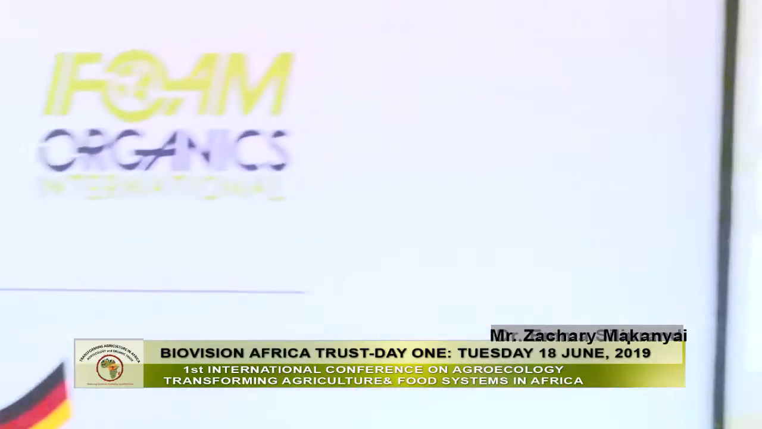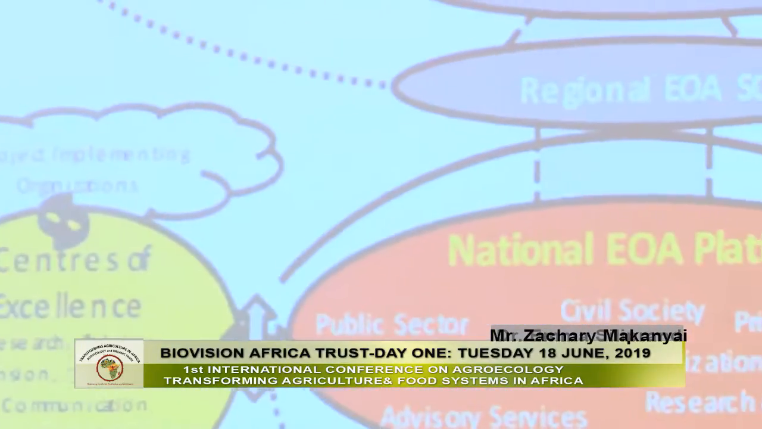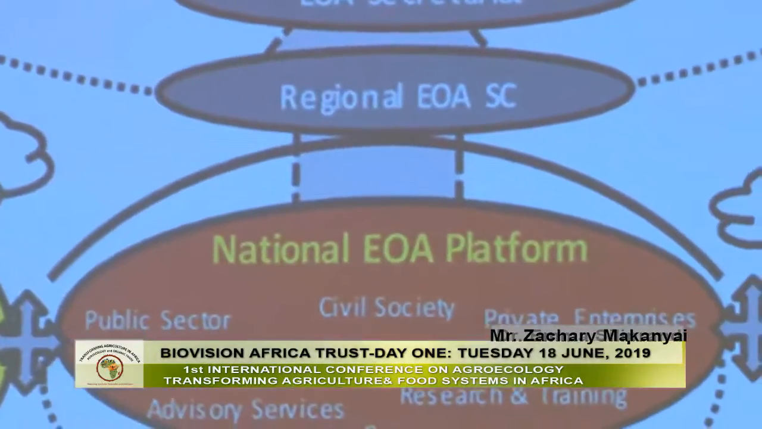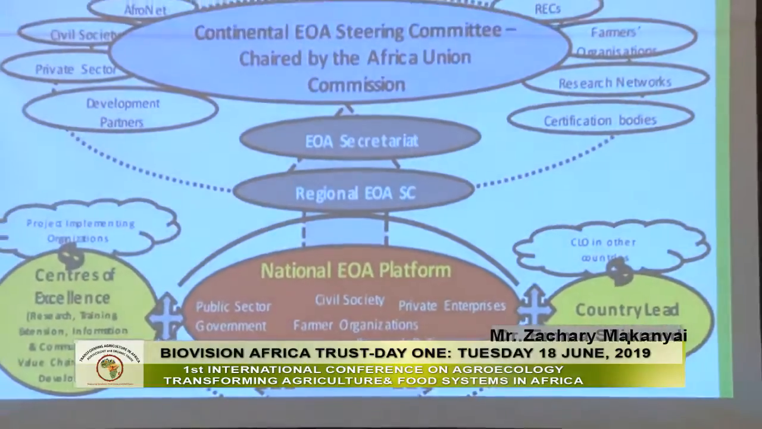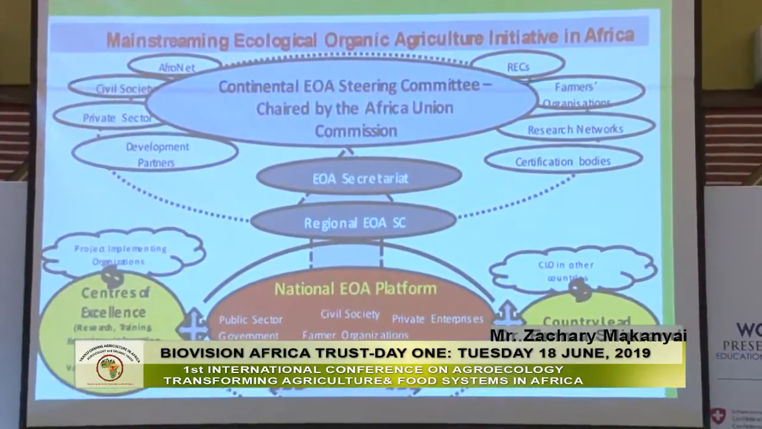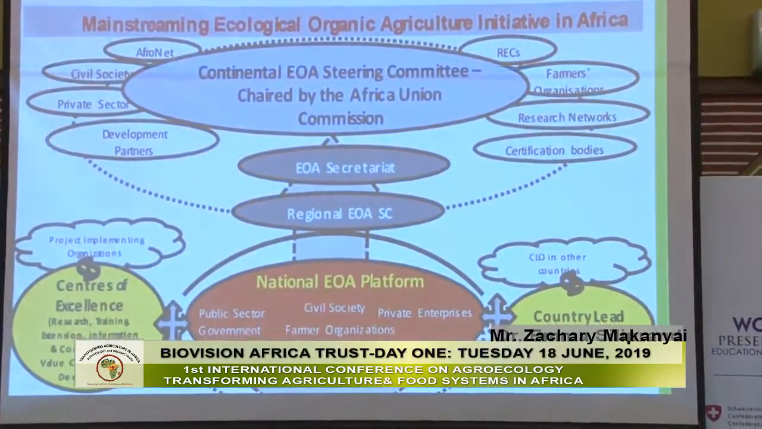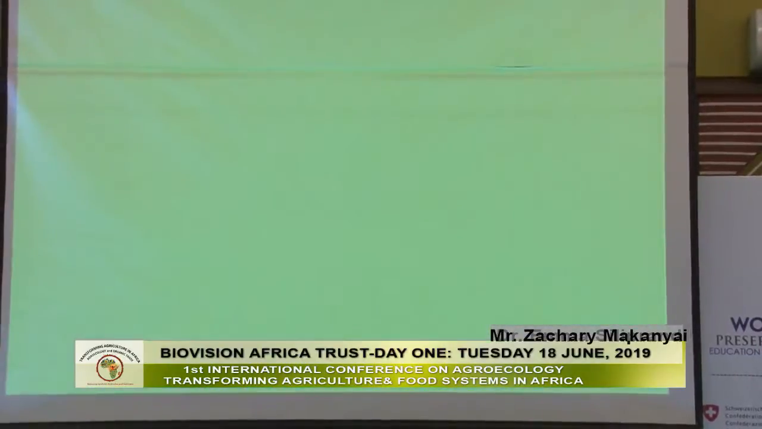Now this is like a document, a page that describes all that I've said. You can see we have the Continental Secretariat, the EOA Secretariat, the regional, and the national platforms. So this is the page that actually defines what EOA is. Because you have it, please take time to understand it.